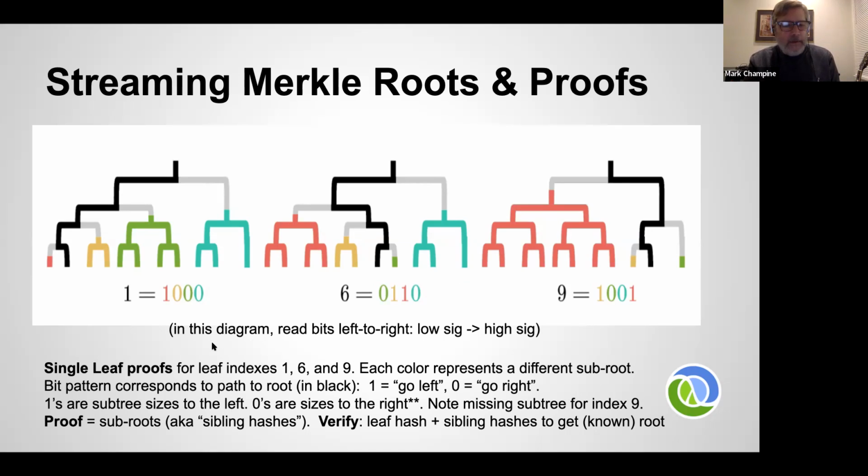So again, the proof is the set of subroots. So 1, 2, 3 subroots plus the leaf. We can hash that all together and get a root value and compare that to the known root.